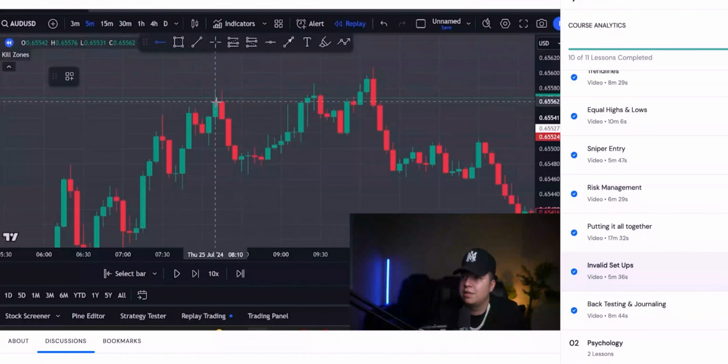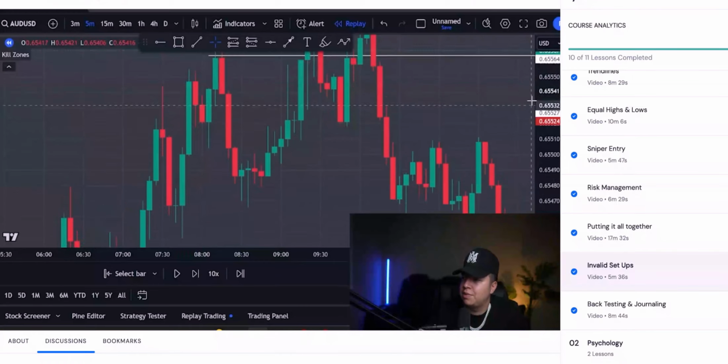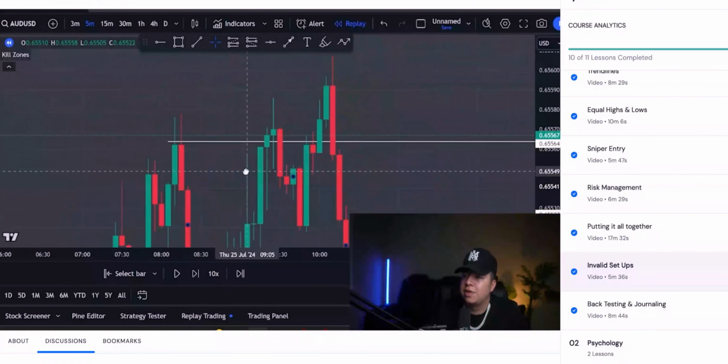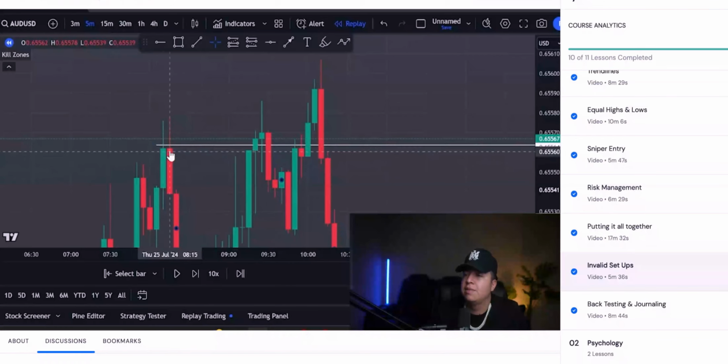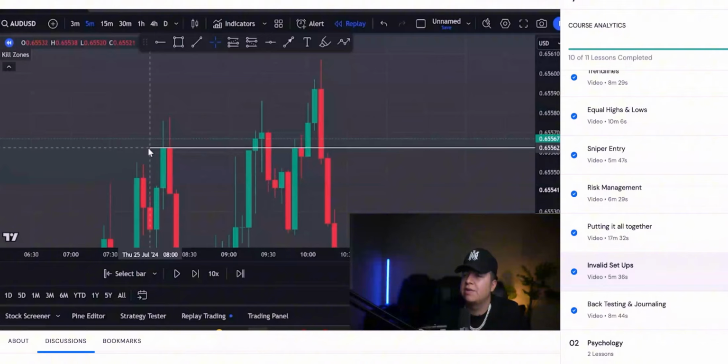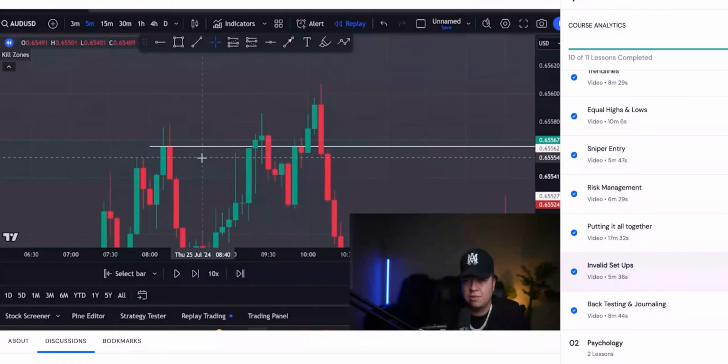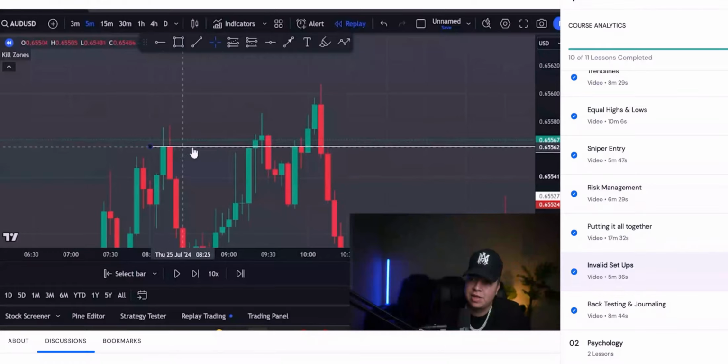Okay, look at this setup right here. Some people might count this as equal highs, but it's not. Why? Because these candles and these candles are not equal. This is way above. Even if we put this down, this is below. This candle's not even touching the line. So this is not an equal high. We're not counting that. That could really mess you up. If you start taking trades that are close to being equal highs and lows, but they're not, you're going to start losing.